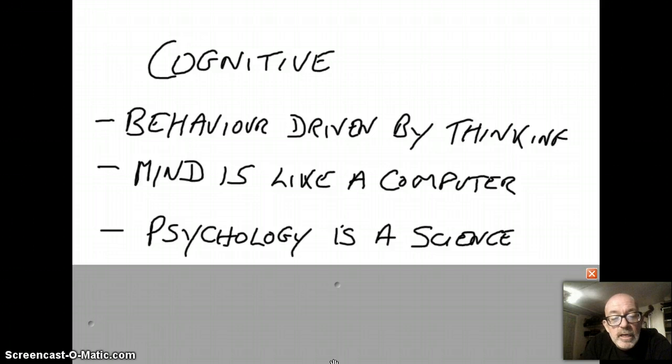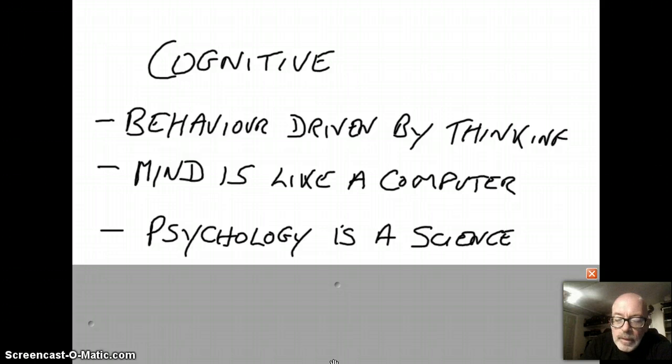And finally, an important assumption for cognitive psychologists is that psychology is a science. And because it's a science, we should investigate behavior in a very scientific way. I think it's a reasonable general introduction, very superficial, to the first three approaches. I'm just going to speak very similarly about the biological approach because that is the one that we're going to be studying in depth in class.